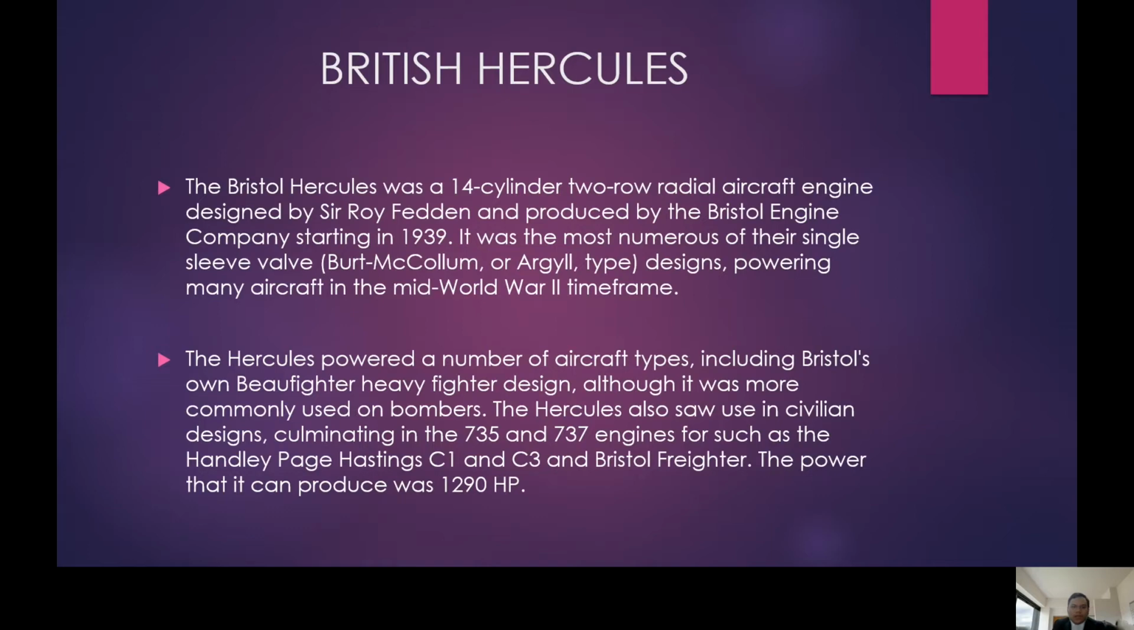The Bristol Hercules was a 14-cylinder two-row radial aircraft engine designed by Sir Roy Fedden and produced by the Bristol Engine Company starting in 1939. It used the sleeve valve mechanism. Poppet valves usually come with the entering gas and with a scorching exhaust valve followed by limited compression, plus the octane rating that an engine can make use of. The Hercules powered a number of aircraft types, including Bristol's own Beaufighter heavy fighter design, although it was more commonly used on bombers.